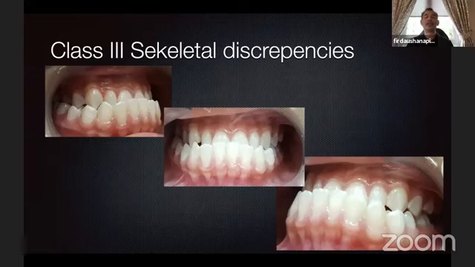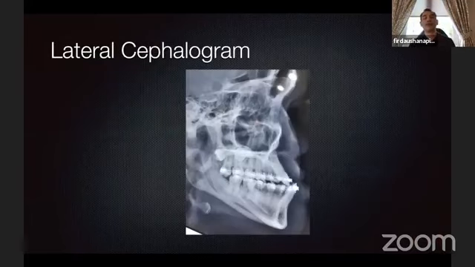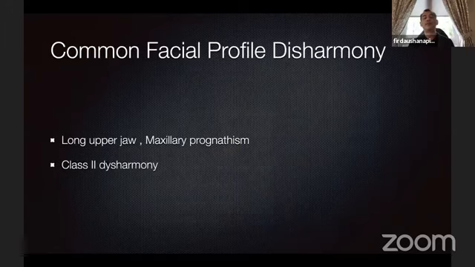I think this is not a case where we can do any camouflaging. This is a lateral ceph of this particular patient, and you can see that this is not a discrepancy that you can fix with camouflaging with orthodontics. Although the orthodontist is vital as part of the team to get this problem sorted out. The common facial profile disharmony also includes a long upper jaw, such as maxillary prognathism or class 2 disharmony.